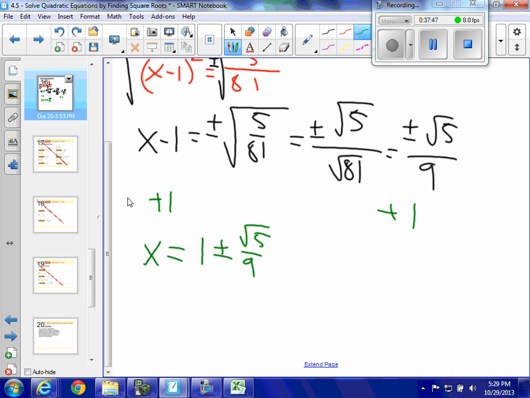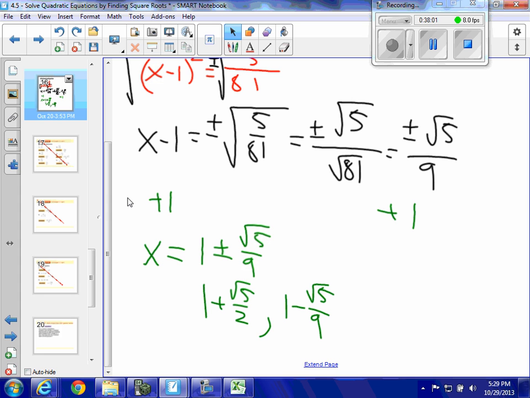That's a perfectly fine answer. If you want to separate them into 2, it'd be 1 plus the square root of 5 over 9 and 1 minus the square root of 5 over 9. No need to do any additional simplification here.